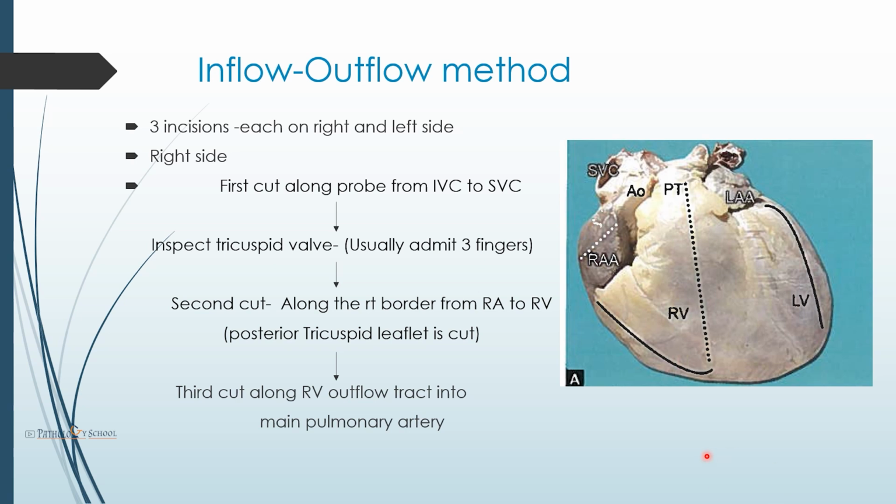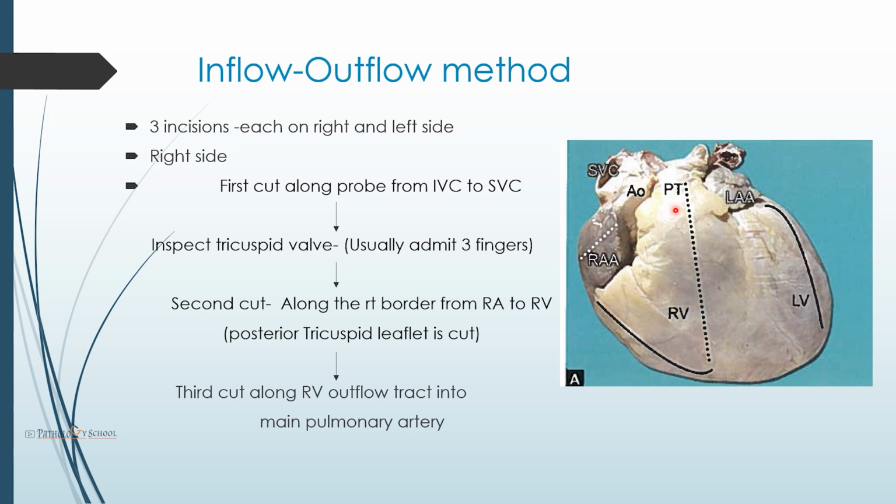First, three incisions are given each on the right and left side of the heart. On the right side, the first cut is given along a probe which we pass from the inferior vena cava to the superior vena cava. After giving the cut, inspect the tricuspid valve, which usually admits 3 fingers. The second cut is given along the right border from the right atrium to the right ventricle. In this, the posterior tricuspid leaflet is cut. The third cut is given along the outflow tract into the main pulmonary artery.